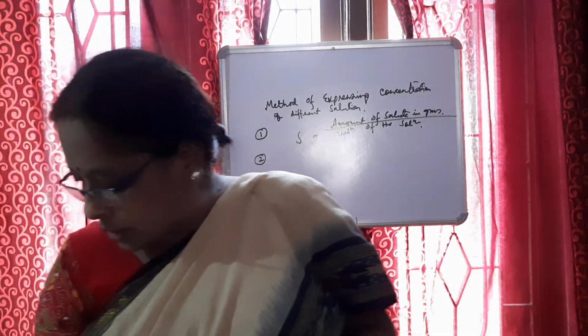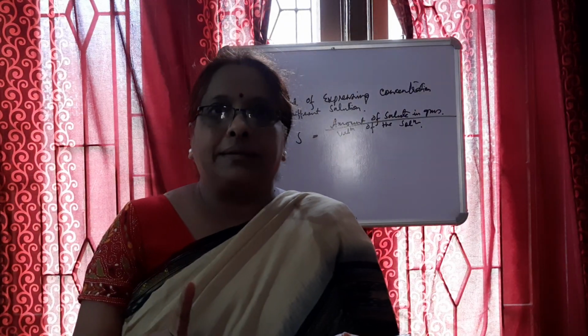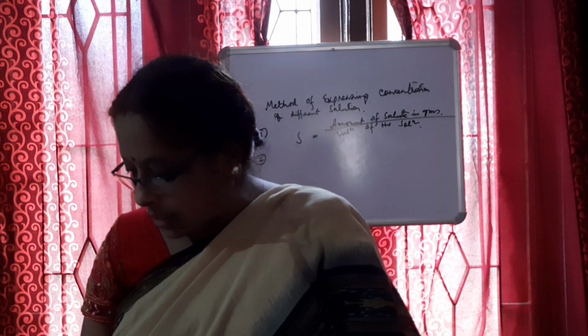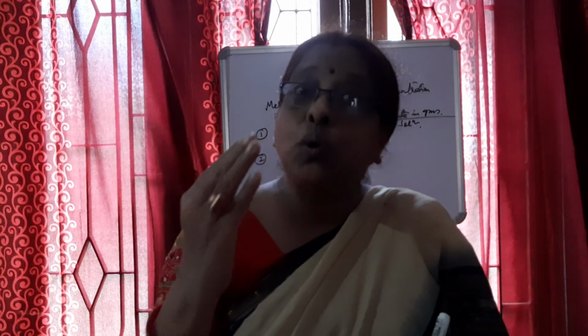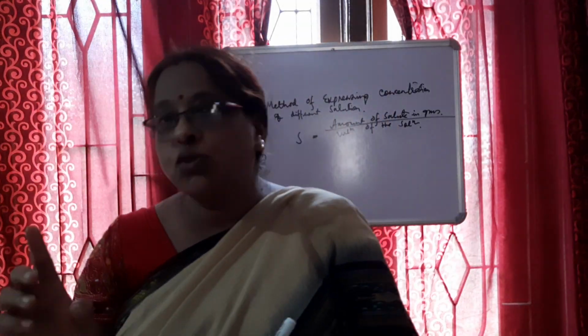Number 2 is percentage. The concentration of solution in terms of percentage can be expressed in 4 ways. Number 1, mass to mass percentage. Number 2, mass to volume percentage. Number 3, volume to volume percentage. And the last one is volume to mass percentage. So number 1, mass to mass. So mass to mass is the ratio of mass of solute in grams divided by mass of solution in grams into 100. Is it clear?